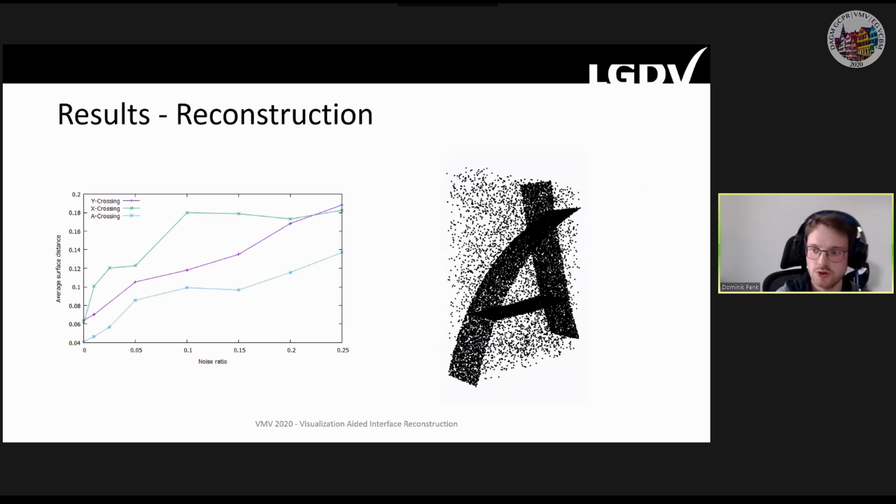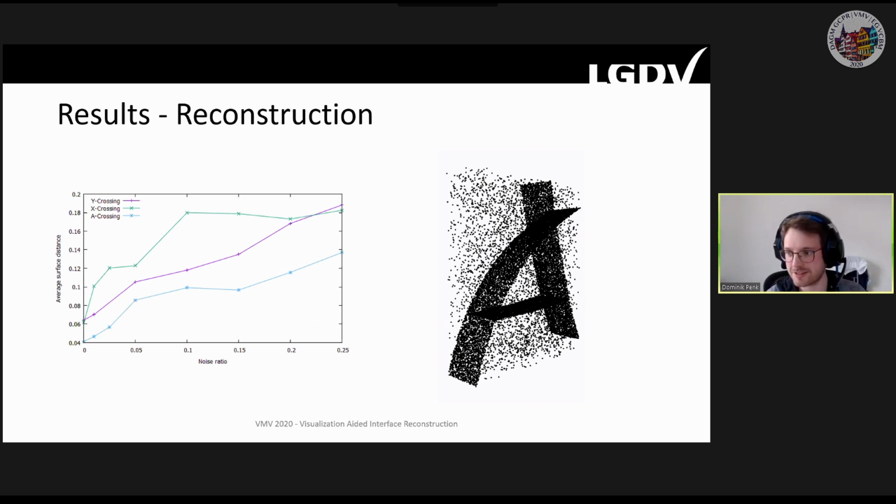We added two different types of noise to our simulated data. For once, we added uniformly distributed noise in the volume, because even if you set up filters, there will still be some atoms left which are not part of any boundary. And on the left-hand side, you see the influence on the reconstruction result, and it looks like our method is relatively robust against this type of noise.